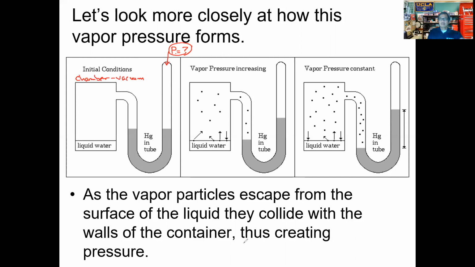Okay, let's consider what we have here. If this is a vacuum, what would the pressure be? Well, the pressure would be 0 atmospheres. The pressure is 0 atmospheres. There is nothing pushing down on this side here.